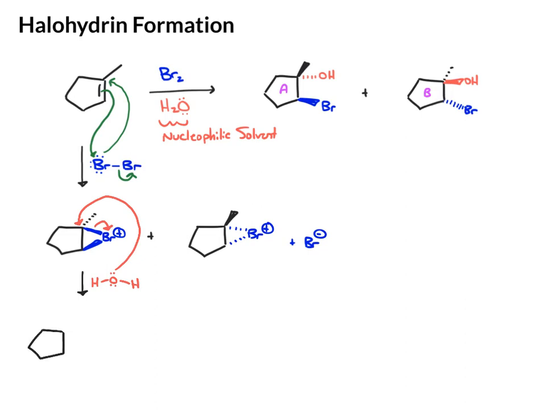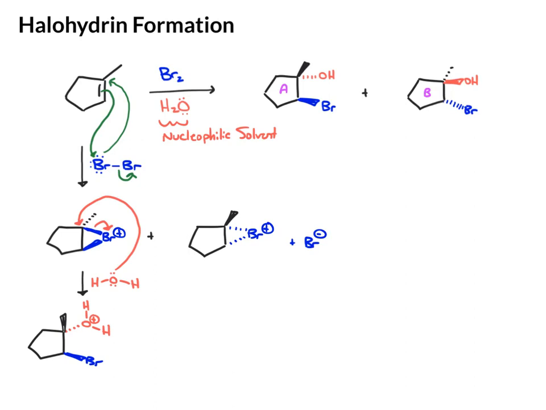we now have the Br attached here on the wedge. The water comes in from the very back, so it ends up on the dash. And we still have the 2 hydrogens on the oxygen. And because it comes in from even further back than this methyl group, as it comes in, this methyl group gets pushed out to the front. So I'll put the methyl on a wedge.